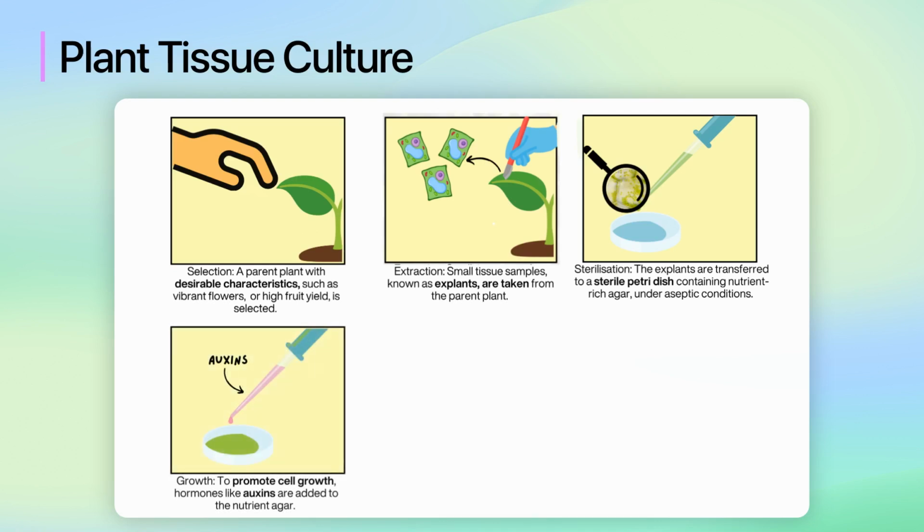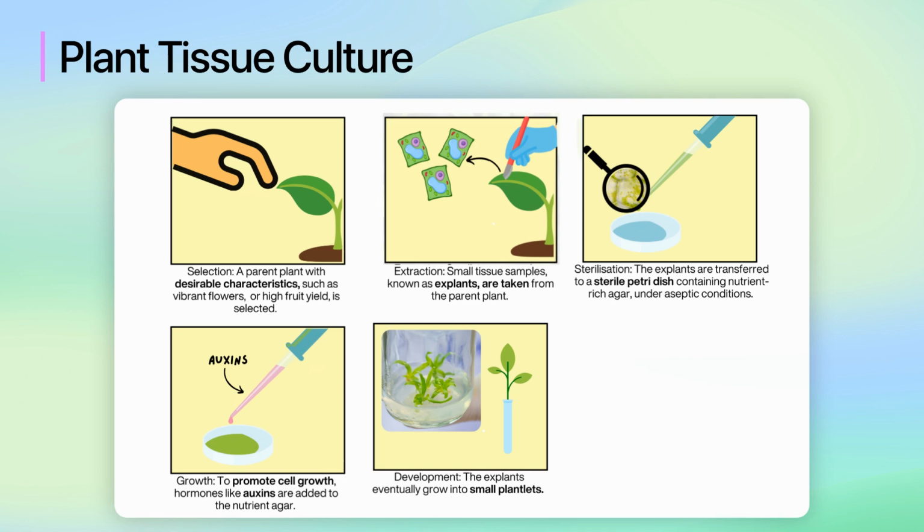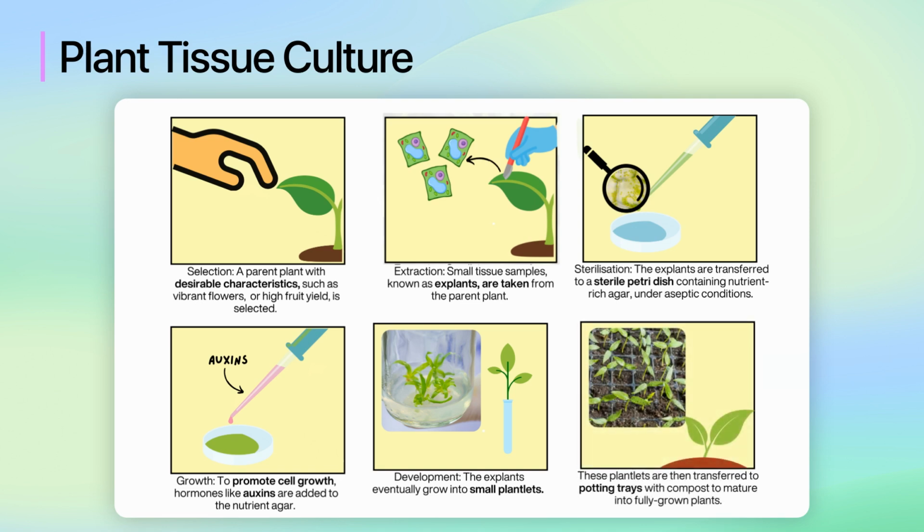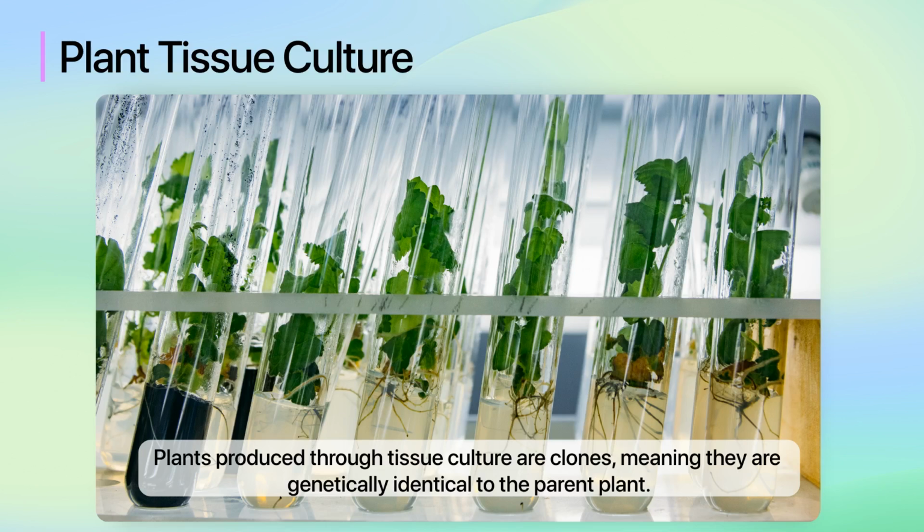To promote cell growth, hormones like auxins are added to the nutrient agar. The explants eventually grow into small plantlets. These plantlets are then transferred to potting trays with compost to mature into fully grown plants. Plants produced through tissue culture are clones, meaning they are genetically identical to the parent plant.